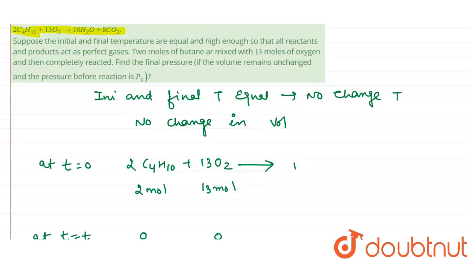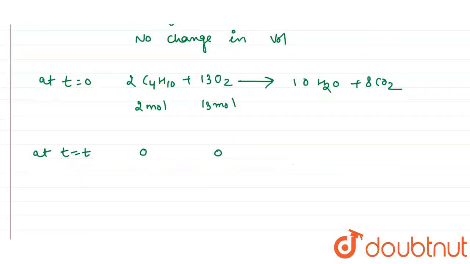10 H2O plus 8 CO2. These are the products at time t, and at time t butane is 0 mole and oxygen is also 0 mole because they are completely reacted, and the products are 10 moles of water and 8 moles of CO2. Understand this thing?